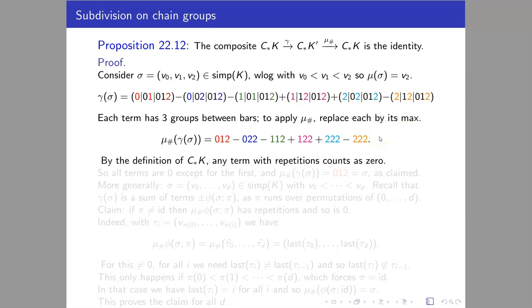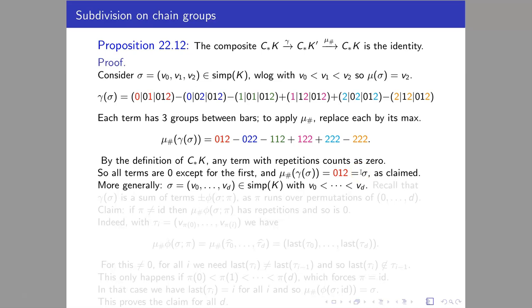But remember, this is all happening in the group C star k, and by definition in C star k, if you've got a term with a list of vertices with repetitions, then that counts as 0 in C star k. So here we've got the 2 repeated, here the 1 repeated, the 2 repeated, 2 repeated, 2 repeated. So all of these terms just count as 0 in C2k, and all that's left is this 0, 1, 2. So we find that mu hash gamma sigma is just 0, 1, 2, and that was our original sigma. So mu hash gamma is acting as the identity on this 2 simplex.